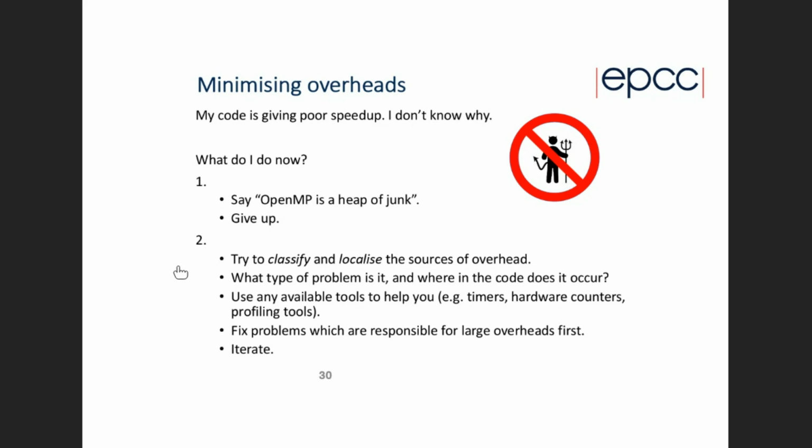In other words, what type of problem is it? Which one of those 6 things is causing the problem, and whereabouts in the code is it happening? And use available tools to help you: timers, hardware counter data for cache behavior, profiling tools, all potentially used to help narrow this down. Then, same as with sequential coding, you fix the problems which are responsible for the largest overheads first. No point fixing the small overheads while there's still some big ones around. Once you fix one problem, go back and measure again and see where you are.